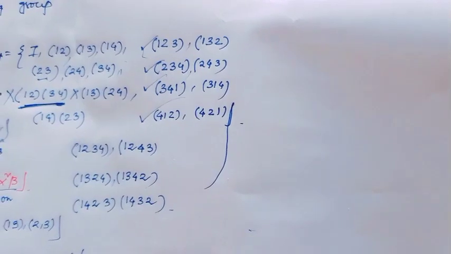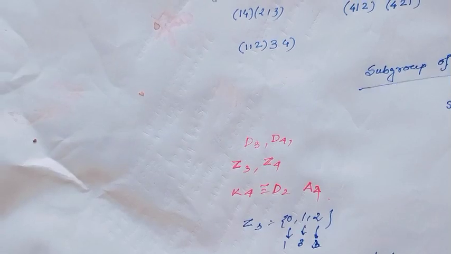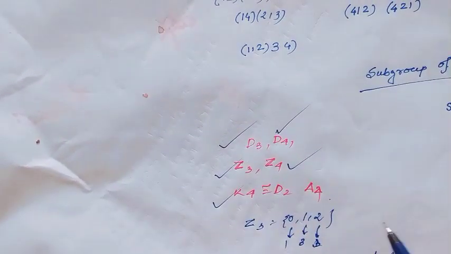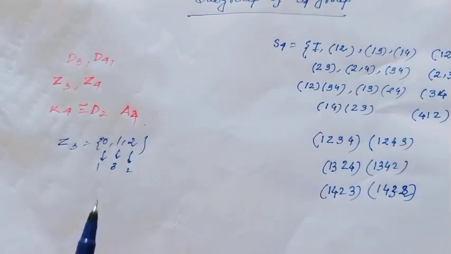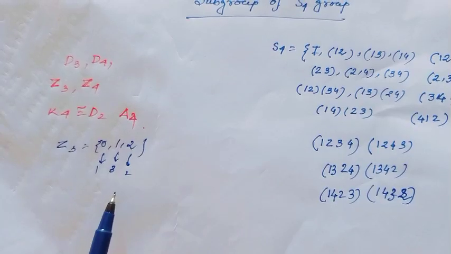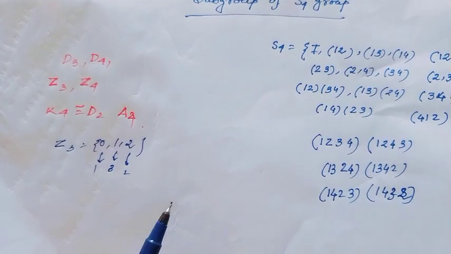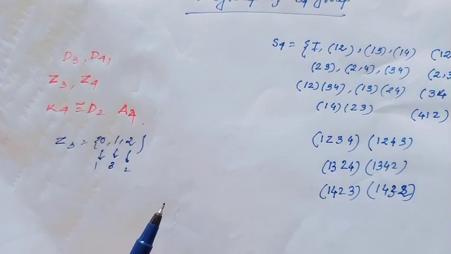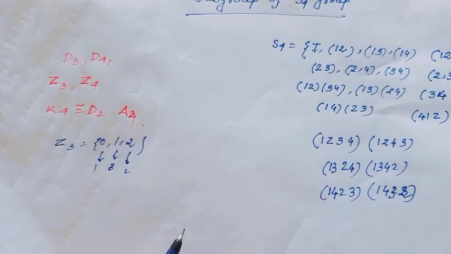Then I will look at the subgroups of the S4 group. The subgroups of S4 are of this type: D3, D4, Z3, Z4, the Klein 4-group, which is isomorphic to D2, and A4. At first I will construct the subgroup Z3, because other subgroups of S4 will be constructed from Z3. So at first I will construct what the subgroup Z3 looks like in S4.